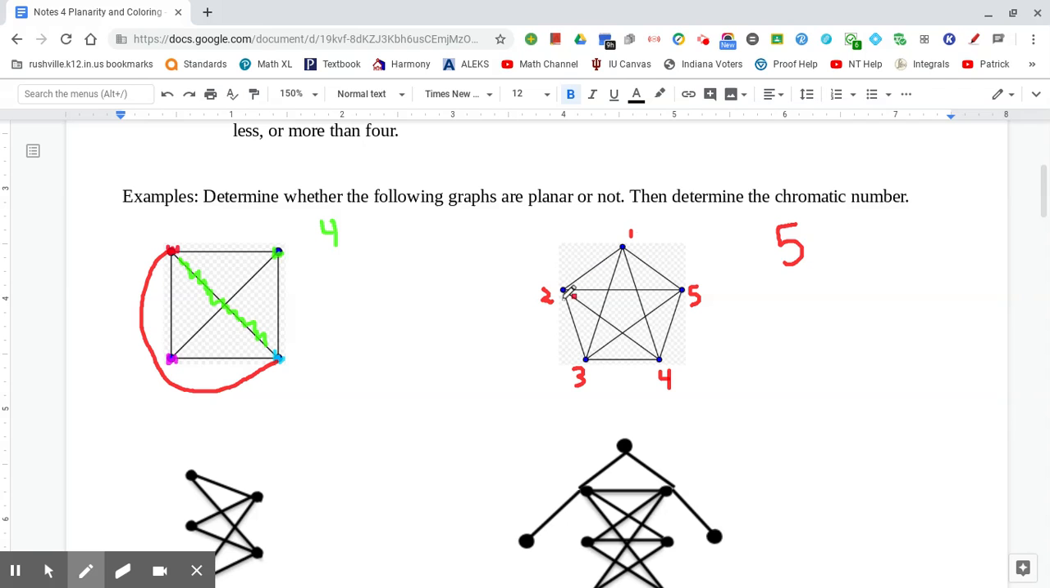This is actually a complete graph with 5 vertices. It was a complete graph with 5 vertices because the degree of each vertex was 4, because it was adjacent to the remaining 4 vertices.